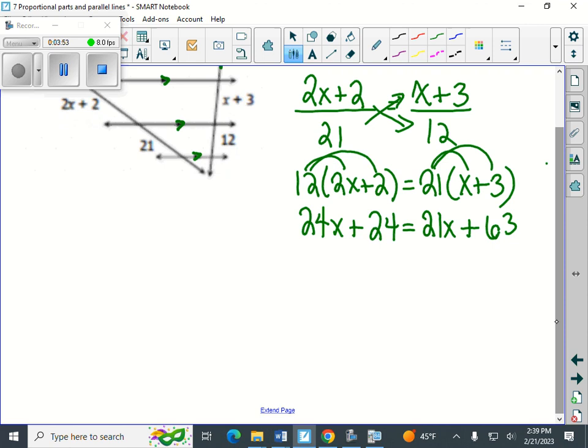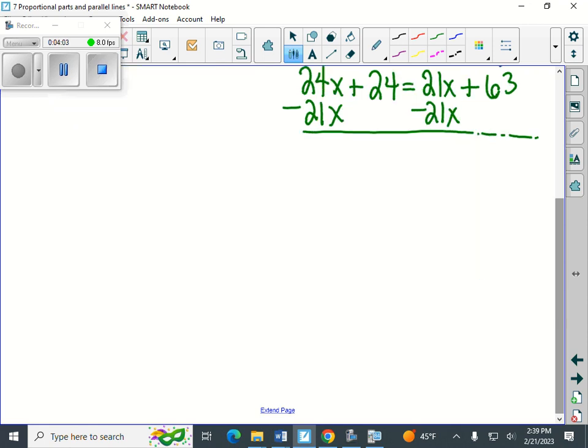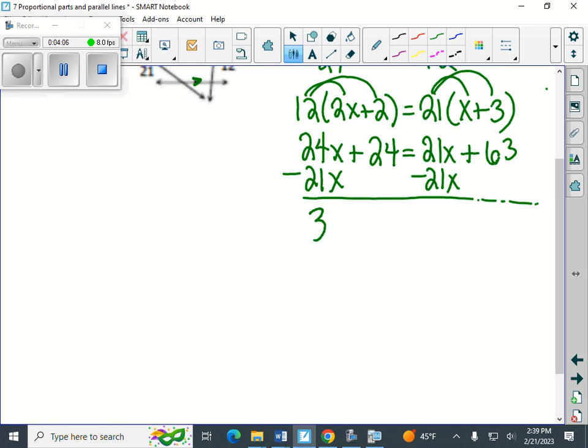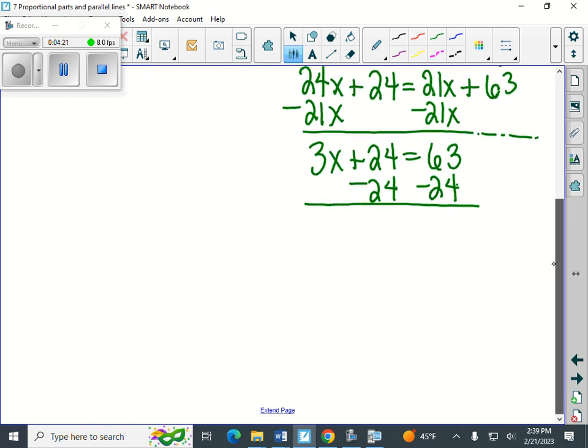And ultimately what we're trying to do is solve for x. So we can subtract 21x from both sides, and we end up with 3x plus 24 equals 63. And now let's move the 24 from both sides. And we end up with 3x equals 39. 63 minus 24 is 39.